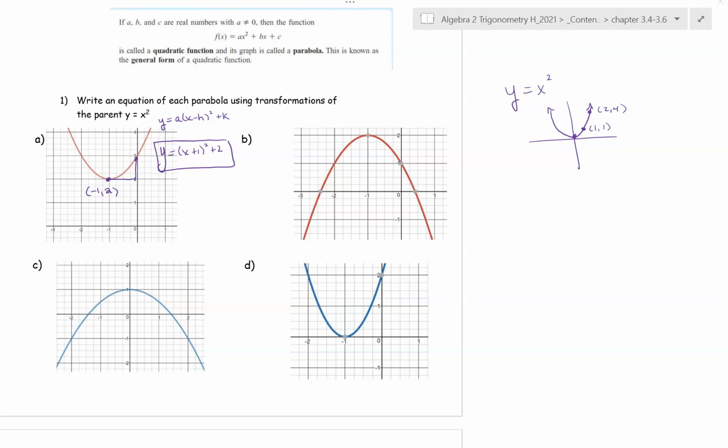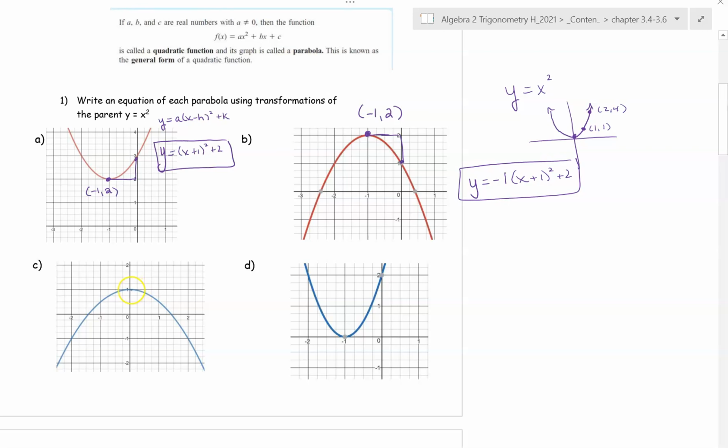Now again, notice I went right 1 and down 1. So think about what the a would be for part B. Go ahead and pause the video and write an equation thinking about transformations on the parent function y equals x squared. So we went right 1, down 1. So again, I'm expecting the a to be -1, and the vertex was at -1, 2. Okay, go ahead and try part C.